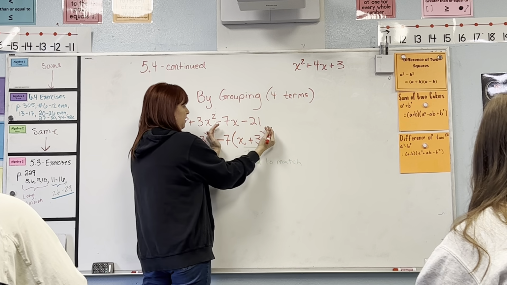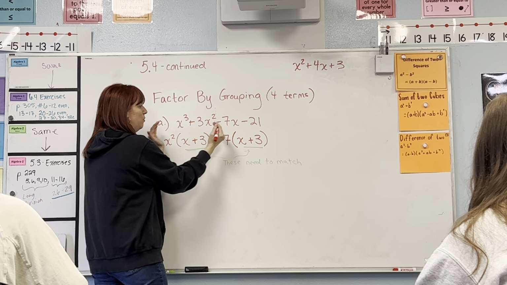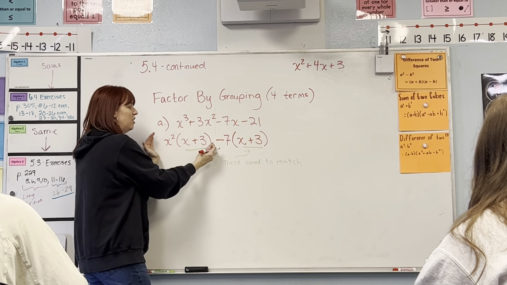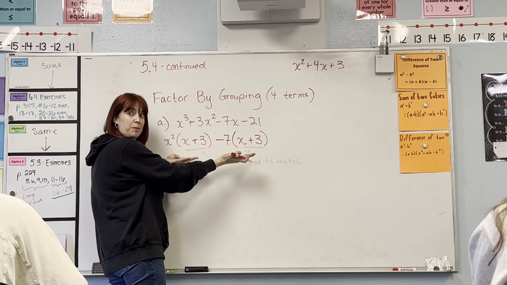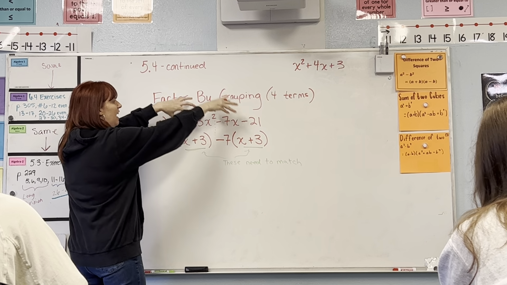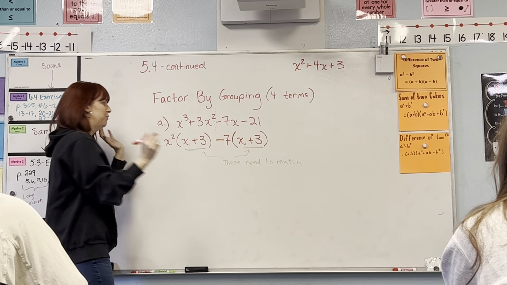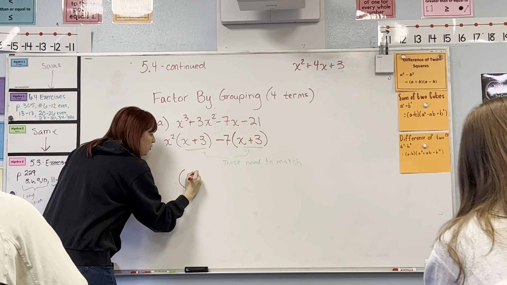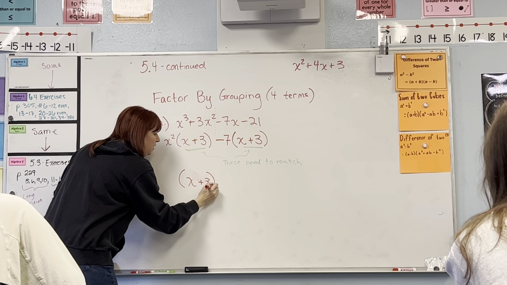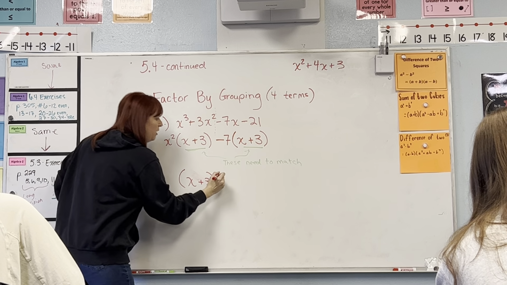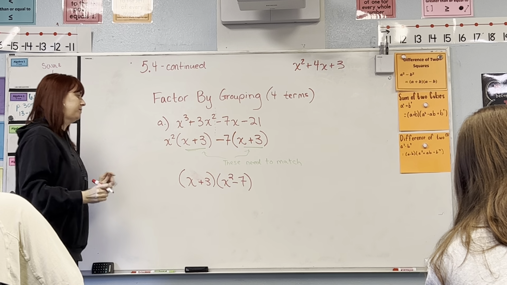Minus this whole term, right? Imagine that this was like this term minus this term. What is the greatest common factor between these two terms? X plus 3. X plus 3, good. So if I take x plus 3 out, what am I left with? X squared minus 7. Beautiful. So we take out x plus 3, and then I'm left with x squared minus 7.